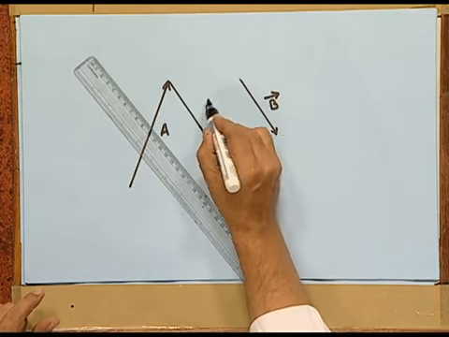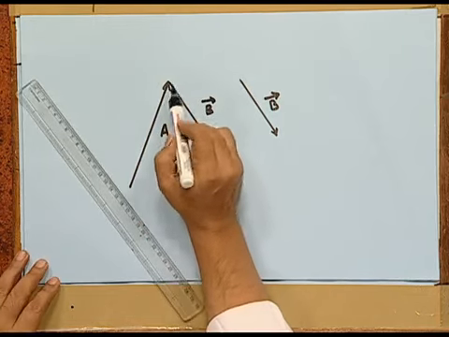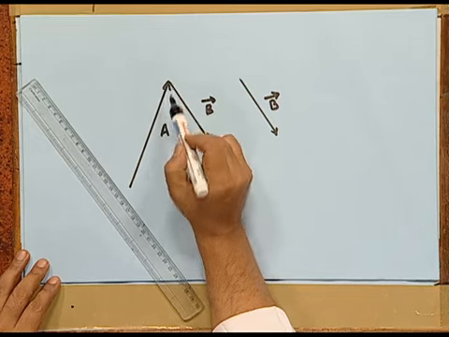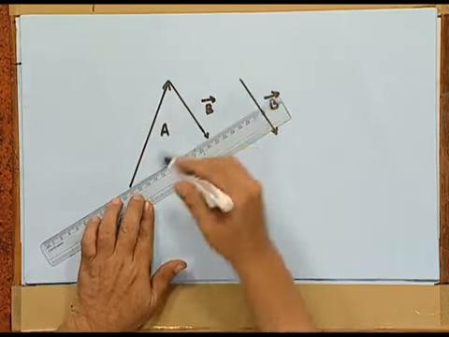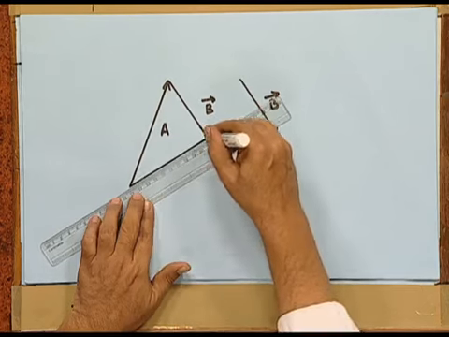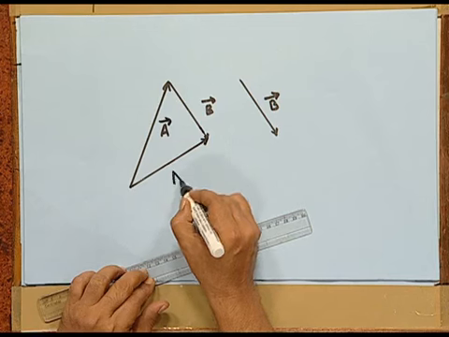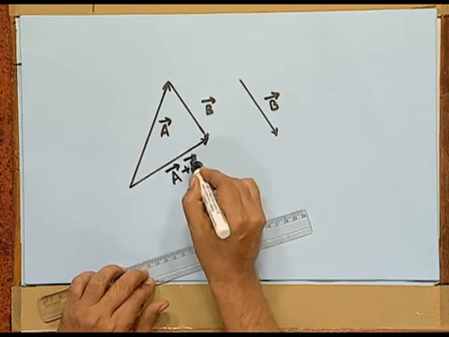This is vector B, which is the beginning of vector B should be at the end of the vector A. Then this vector is A plus B. This is called the triangular method of addition of vectors.